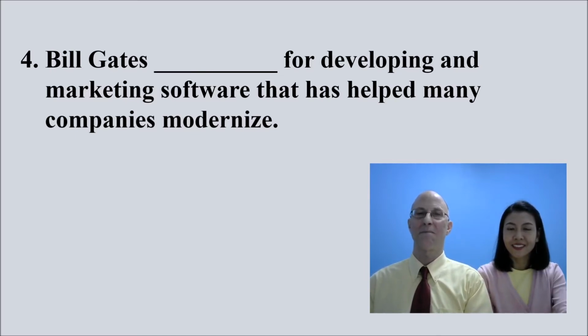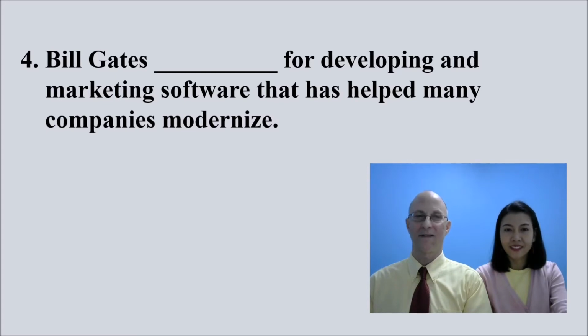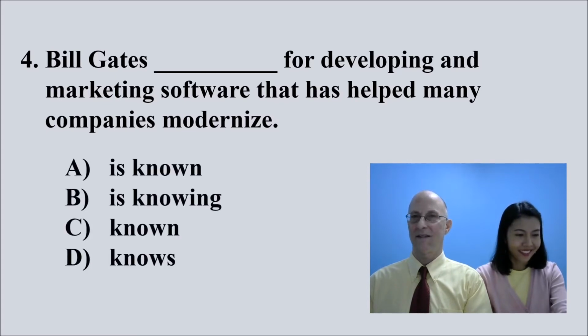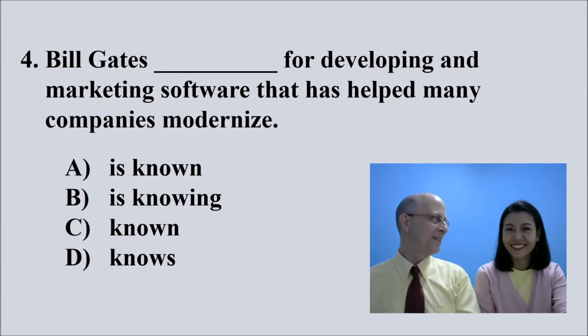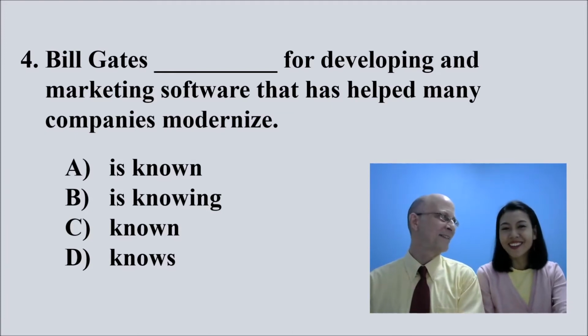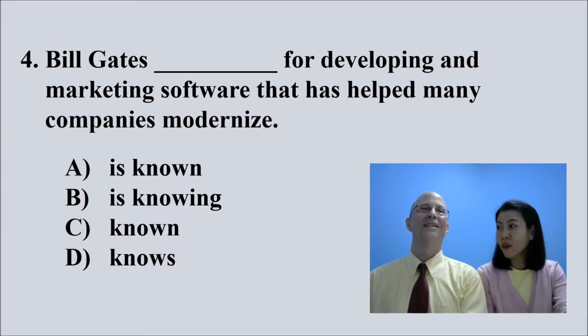Number 4, another famous person in this one, Bill Gates, blank, for developing and marketing software that has helped many companies modernize. A, is known. B, is knowing. C, known. D, knows. All right, have you got your answer? Yudee, what do you see here? Here I can see the preposition for.